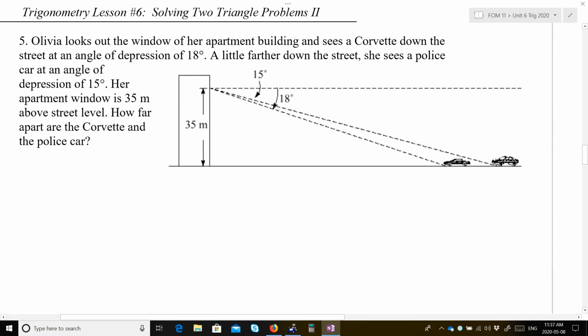All right, number 5. Olivia looks out the window of her apartment building and sees a Corvette down the street at an angle of depression of 18 degrees. A little farther down the street, she sees a police car at an angle of depression of 15 degrees. Her apartment window is 35 meters above street level. How far apart are the Corvette and police car? So they want us to figure out X right there.